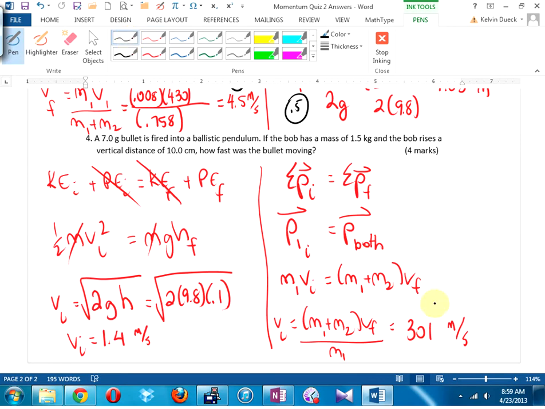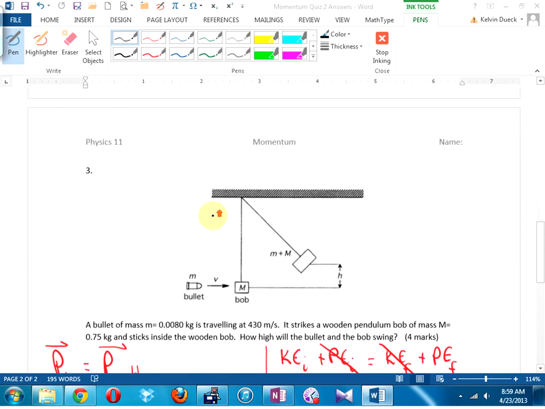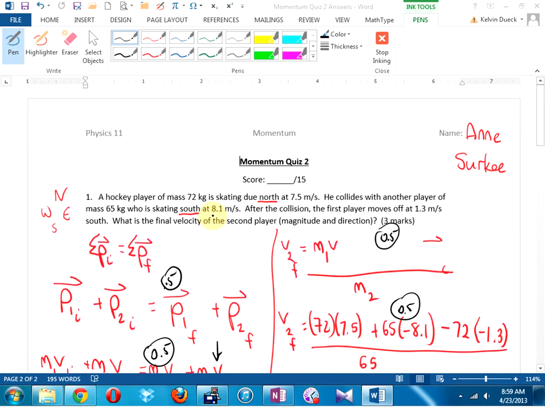Otherwise, I'd probably go something like this. One mark for that. One mark if I saw that. One mark for that. And I'd probably go, one mark if I saw that. So that makes this total quiz out of 8 plus 4, 12, plus 3. It's out of 15. Can you give yourself a lovely score at the top out of 15, please?